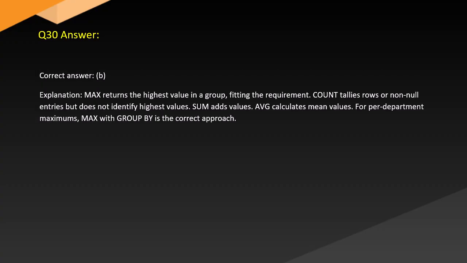Answer. Correct answer: B. Explanation. Max returns the highest value in a group, fitting the requirement. Count tallies rows or non-null entries but does not identify highest values. Sum adds values. Avg calculates mean values. For per department maximums, max with group by is the correct approach.